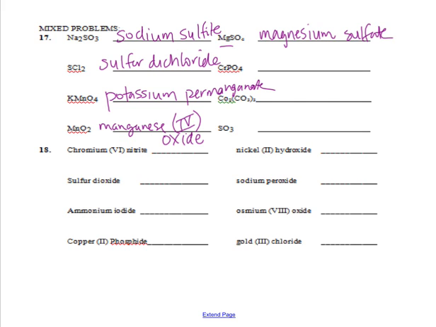CrPO4. Ionic or covalent? Ionic. Does chromium have more than one charge? Yes, so I have to say what the charge is. Chromium is singly attached to a what polyatomic? Phosphate. What's phosphate's charge? -3, so this is +3. So chromium 3 phosphate.